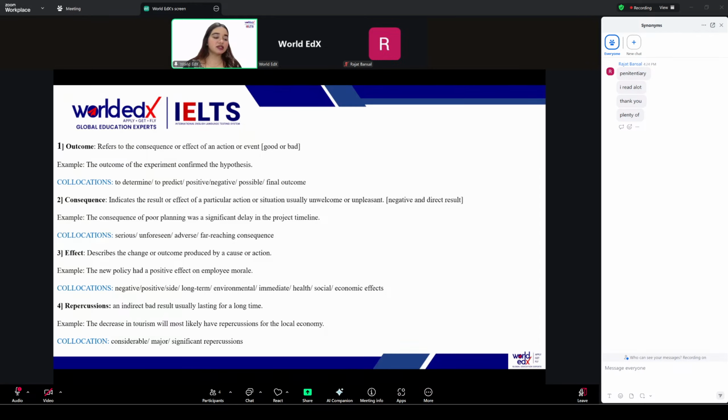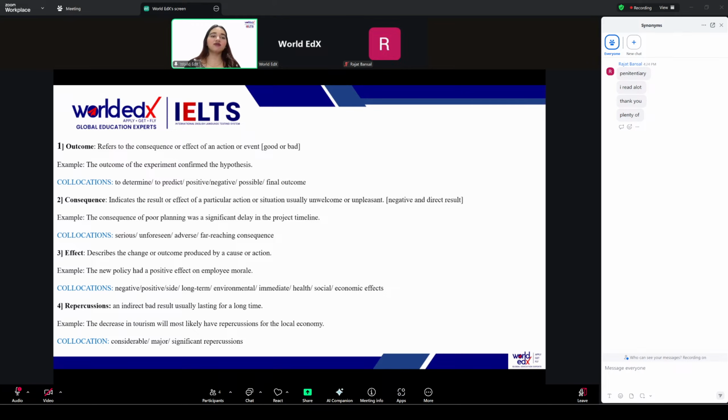Now for results, we have outcome, consequence, effect, and repercussions. A repercussion is also something you can definitely use, because it has a very lasting effect. So these are certain synonyms for results.